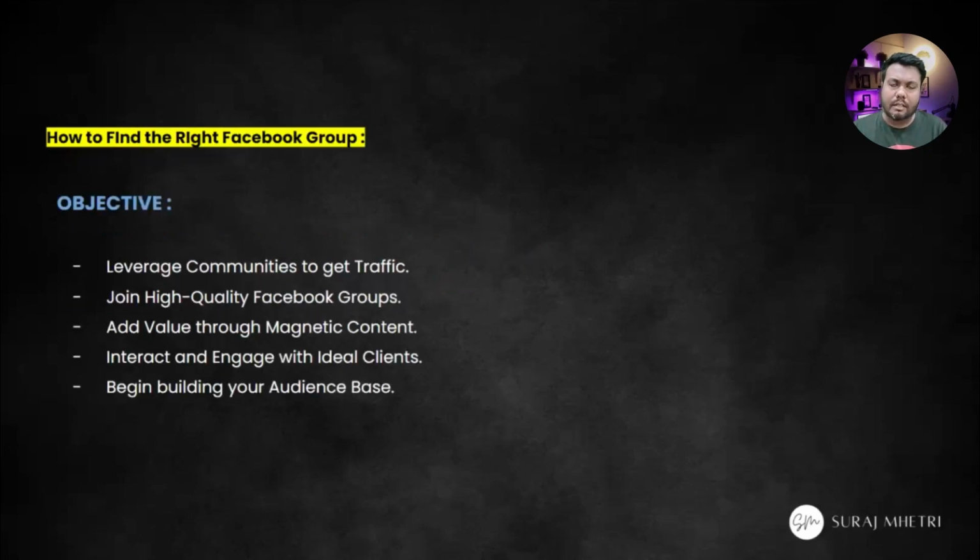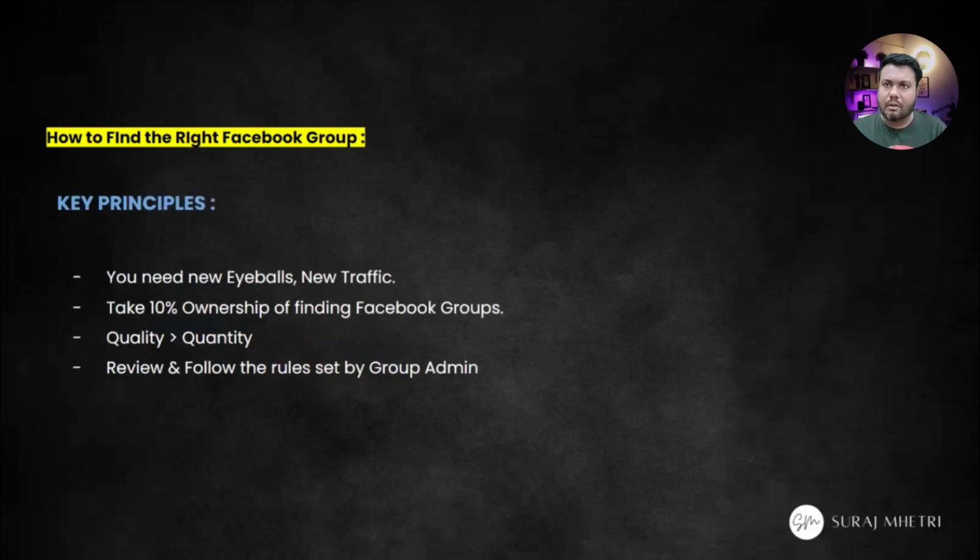First we need to understand what the objective is here, and why we are doing this. The objective for finding your right Facebook group is to leverage the existing communities to get new eyeballs and traffic. The best strategy for quickly getting your offer in front of your target audience is to fish where the fish are. So we are going to join high quality Facebook groups, add value through our content and engagement, and build our audience base, the ideal client base. So this is what our objective is.